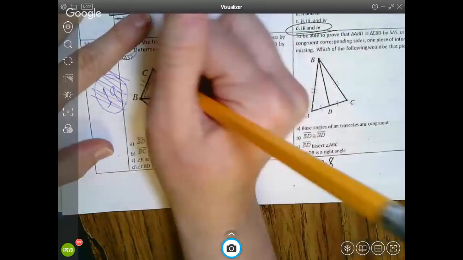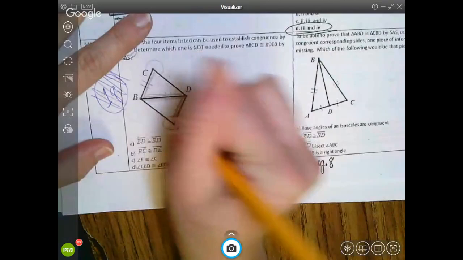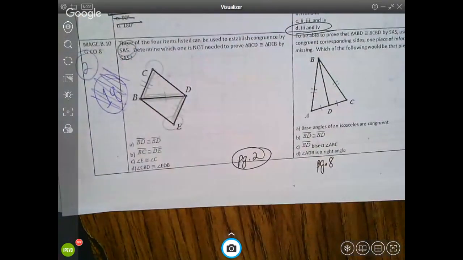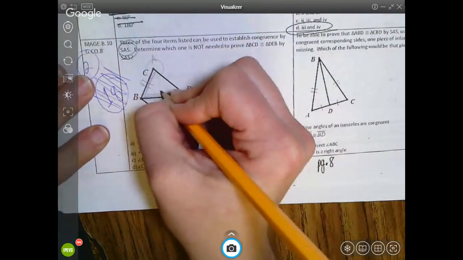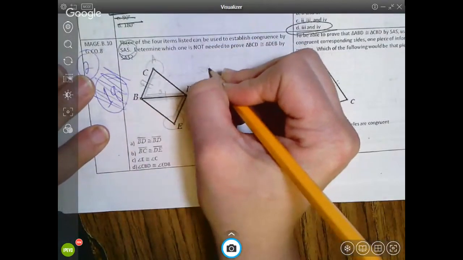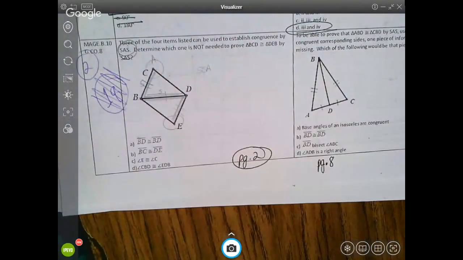Angle E, if angle E and angle C were congruent, well, we do have 2 sides and 1 angle, but look at the order. Here's an A, here's an S, here's an S. So that gives us SSA, which we know we can't have. That's the one that if you spell it the other way, it spells a bad word.